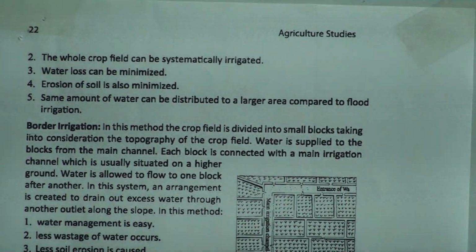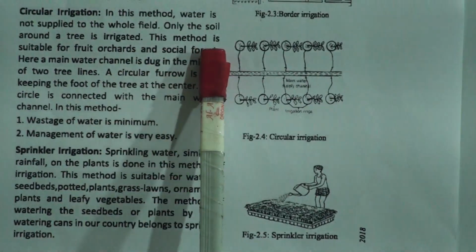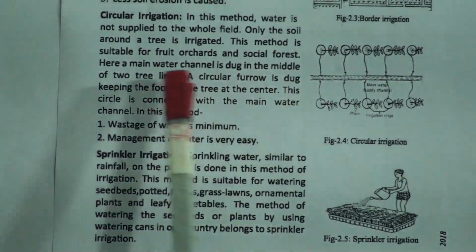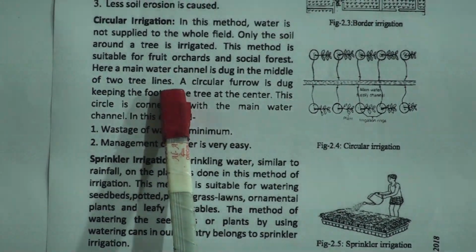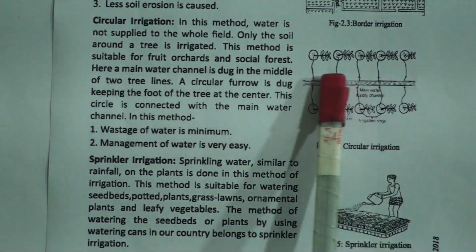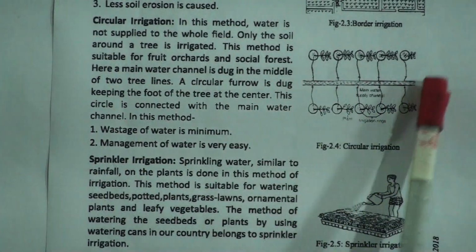Now we will know circular irrigation. In this method, water is not supplied to the whole field. Only the soil around a tree is irrigated. This method is suitable for fruit orchards and social forests. Here, a main water channel is dug in the middle of 2 tree lines. So these are the lines. This is the main channel of the water. This is the main source of water.